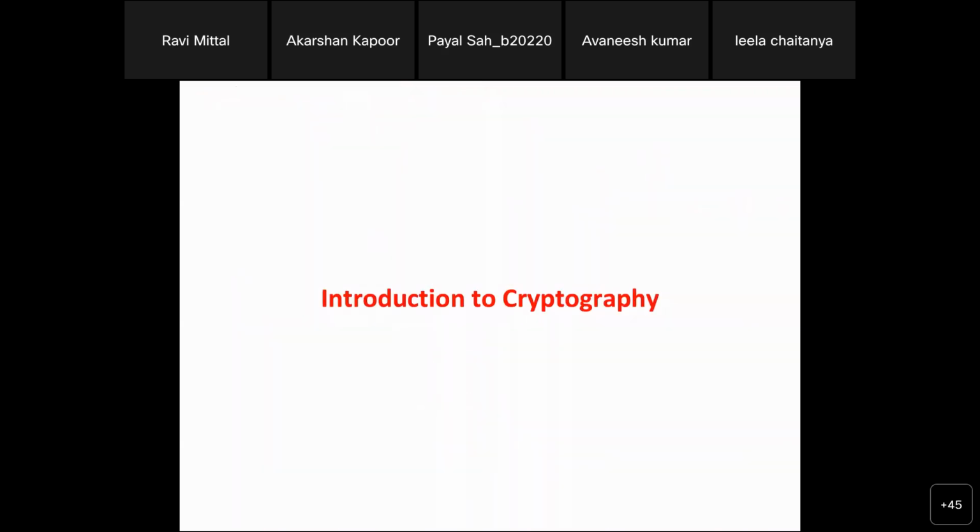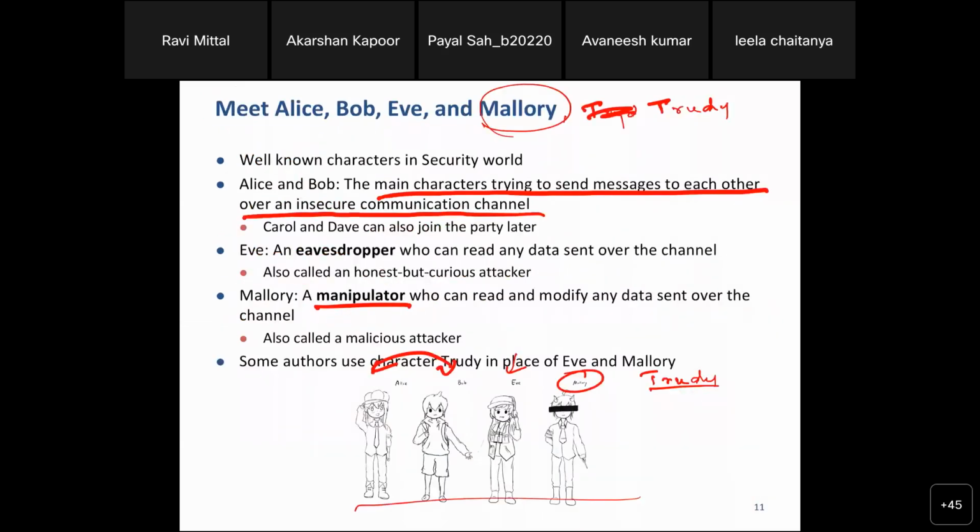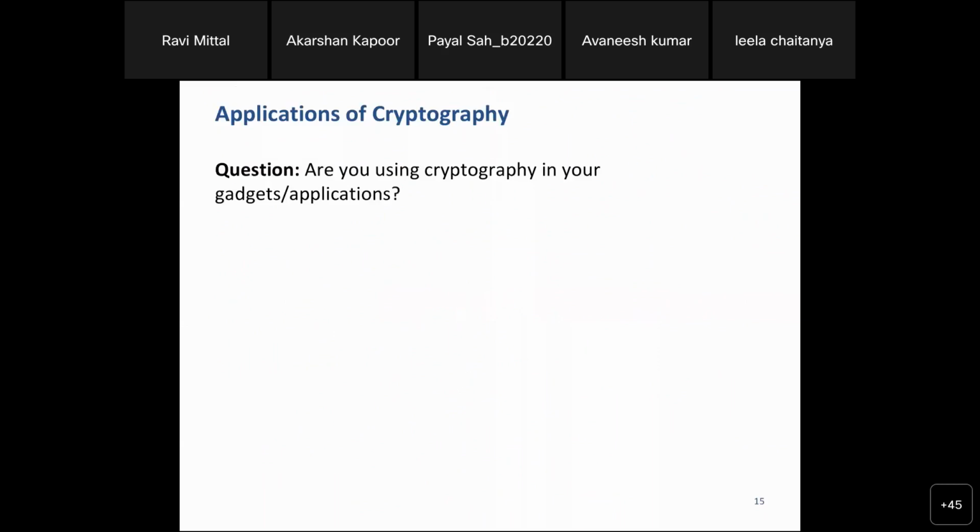Okay, all right, so these are the characters we are going to use. Simple. Okay, the question I am asking you is that, are you using cryptography in your gadgets or applications that you use? Yeah, anyone? Saurav Sehgal, can you tell me?